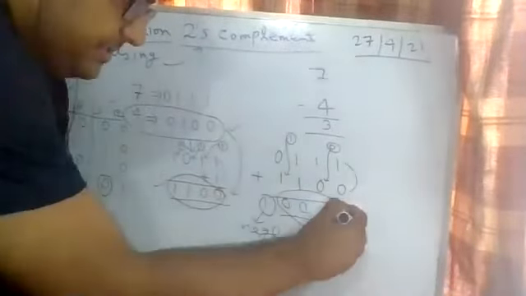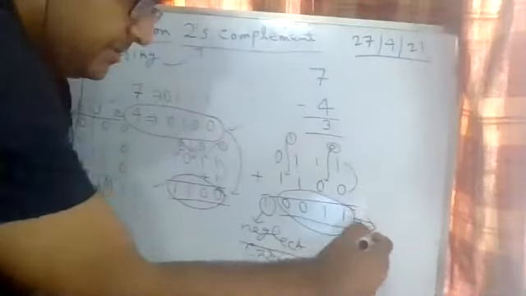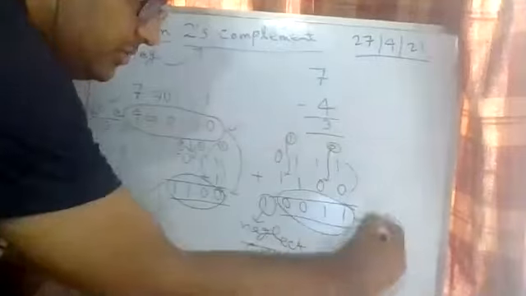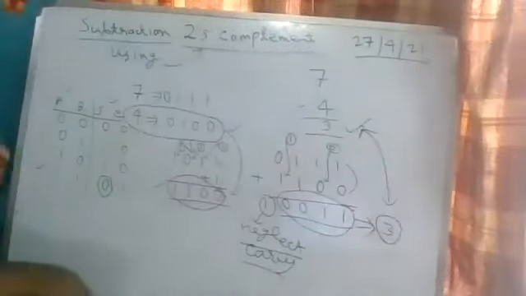And what is the decimal representation of this 0011? What is the decimal representation of this 0011? 3. So we will match 3 with the results. Okay. Is it clear? Did you understand?